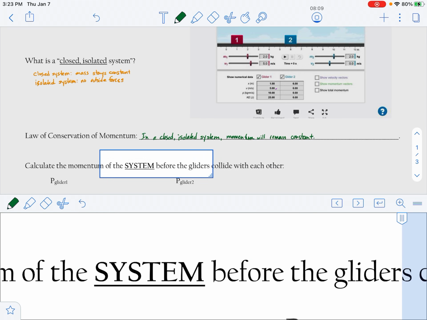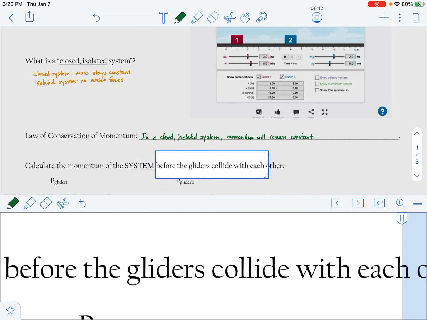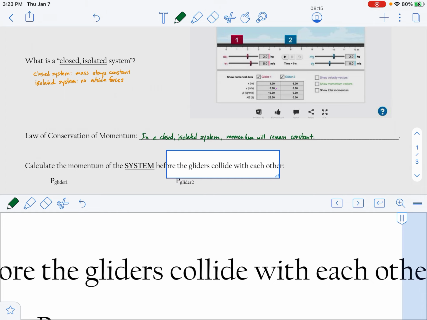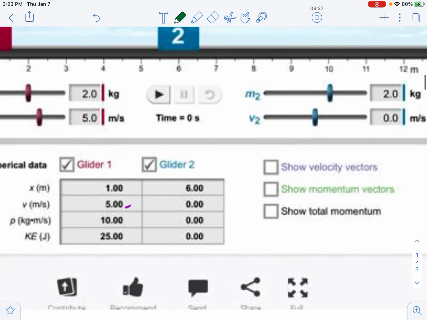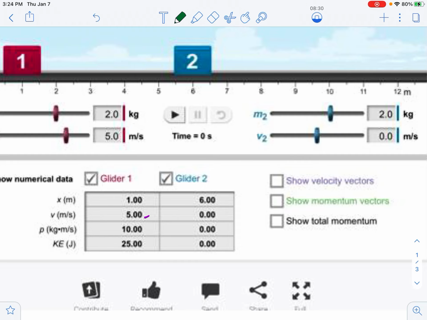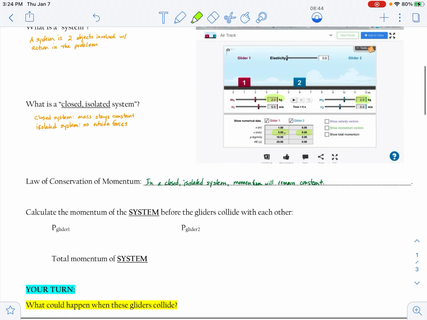It says, calculate the momentum of the system before the gliders collide with each other. So since both of these things are part of the system, I have to know the momentum of both pieces of the system in order to find the momentum of the entire system. So when I look up here, I see that both these gliders have a mass of 2 kilograms, and I see that glider 1 has a velocity of 5 and glider 2 has a velocity of 0. In order to find momentum, all I need are mass and velocity, so I am good.